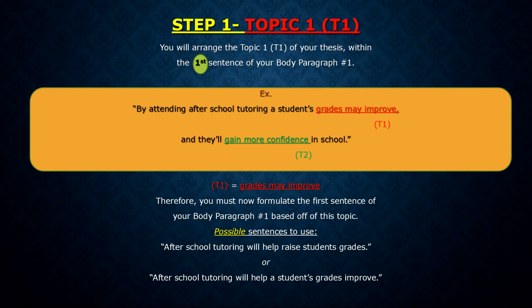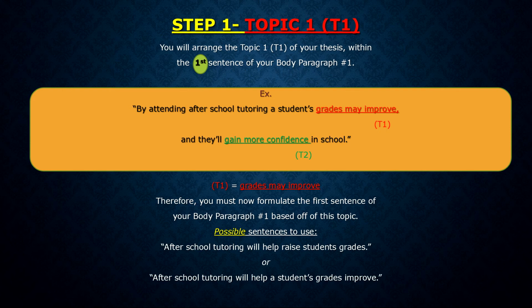Now we know that this is a thesis that we used for our introduction. So if we look at it, we can tell that grades may improve is T1, which is our topic 1. And we know that we have to use our T1 of the thesis within the first sentence of the body paragraph number 1. Therefore, you must now formulate the first sentence of your body paragraph number 1 based off of this topic.